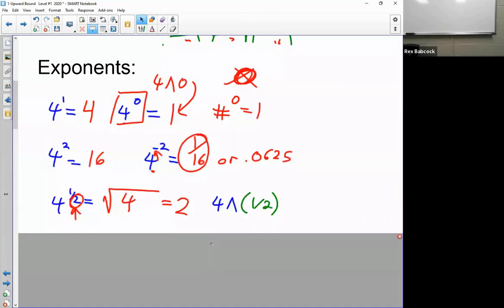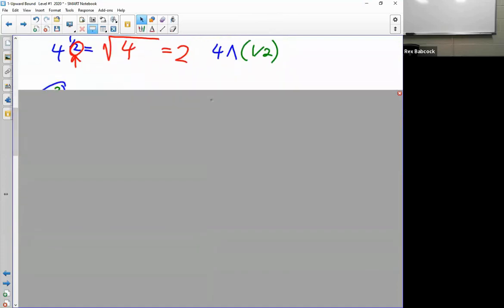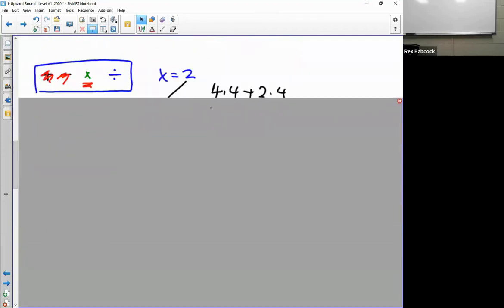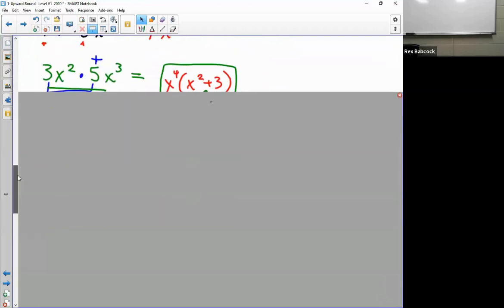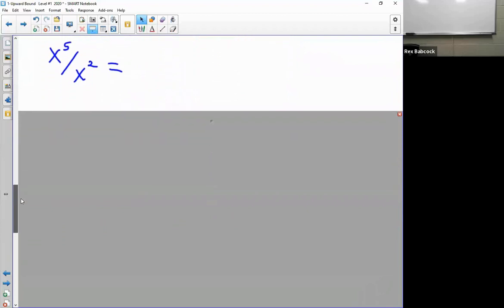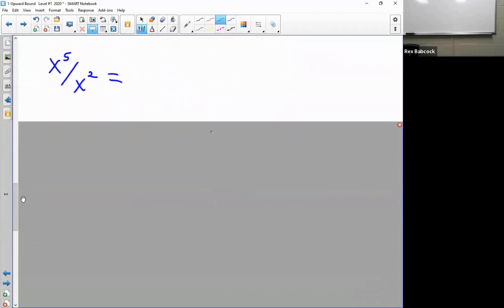Again, this is division, so there's not going to be any addition or subtraction. If there is, it's altogether different. When you divide, the rule is you subtract the exponents. Again, you see no addition or subtraction in this problem, so I would subtract 5 minus 2 is 3 over 1. Now, since the 1 is in the denominator, I would drop it and just say x cubed.